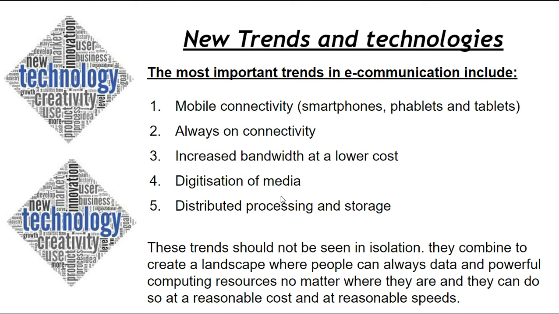Distributed processing and storage. Storage and processing power. Access to the internet may be spread across multiple servers in different data centers around the world. Cloud storage has become the norm, with people using services like Google Drive, Apple iCloud, OneDrive with Microsoft to store documents, photos, movies. And these trends should not be viewed in isolation. They combine to create a landscape where people can always access data and powerful computing resources no matter where they are. Technologies are constantly being developed and refined to make connectivity faster and cheaper, while creating devices that use this connectivity in new and ingenious ways.